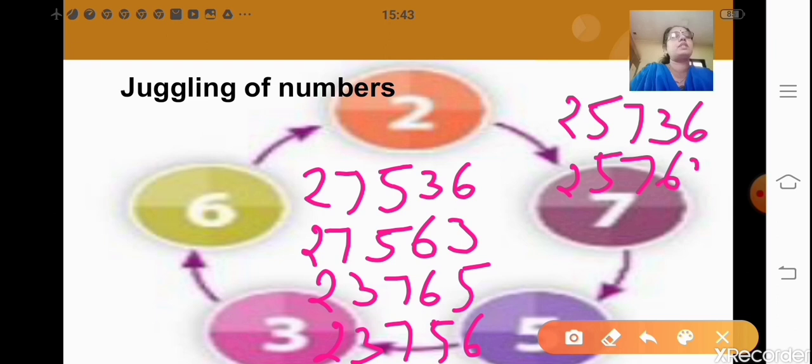25,700. You can change this number. Similarly, you can make many more 5-digit numbers using the given digits.